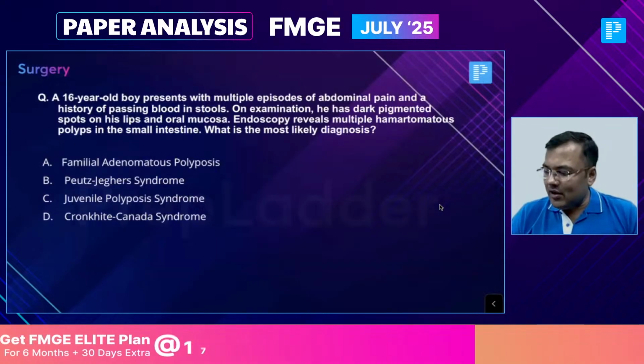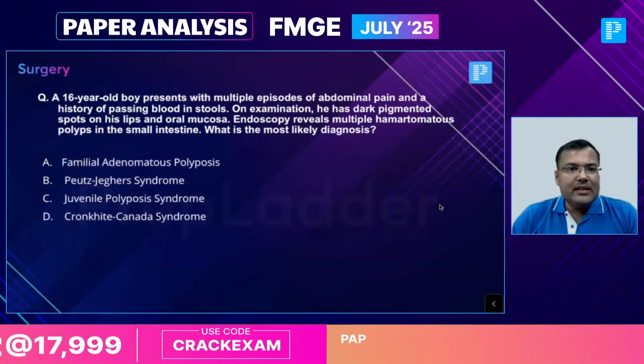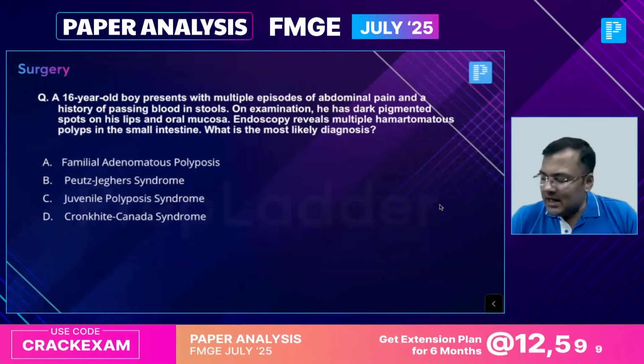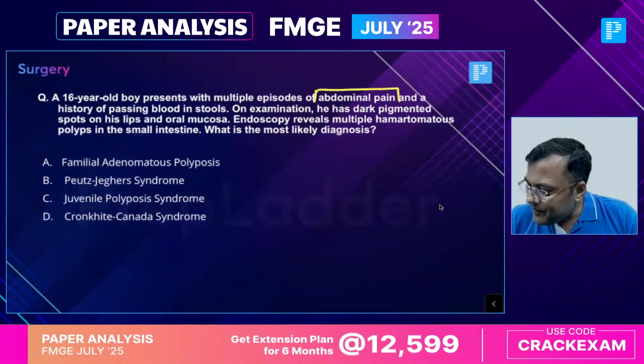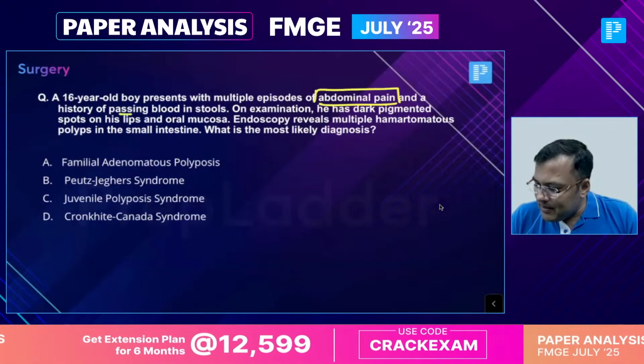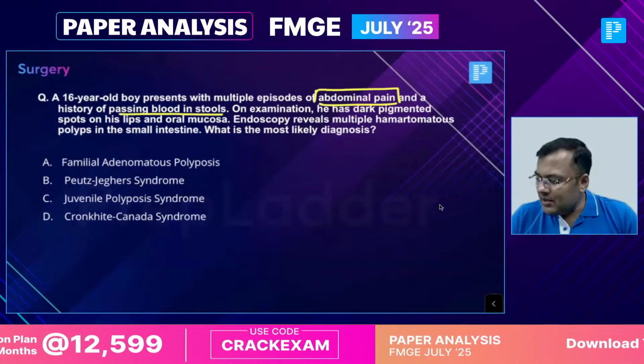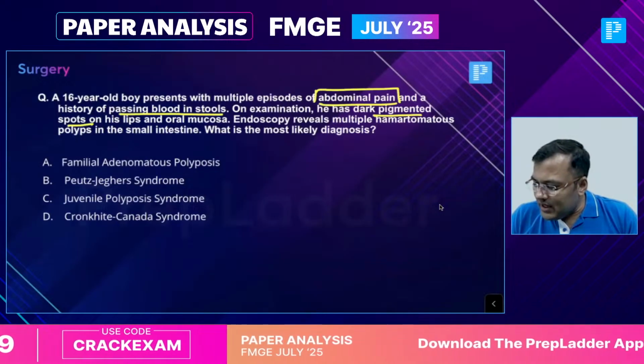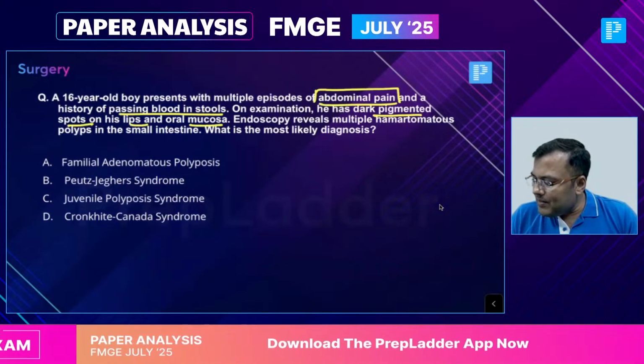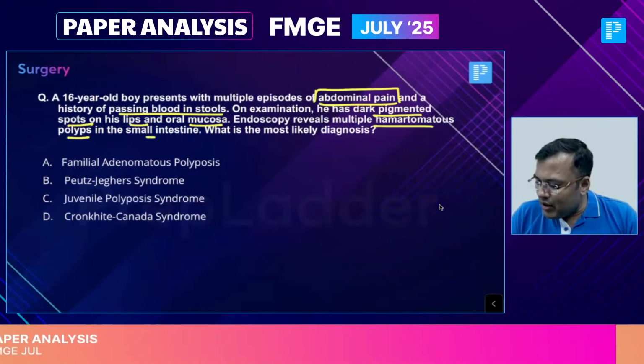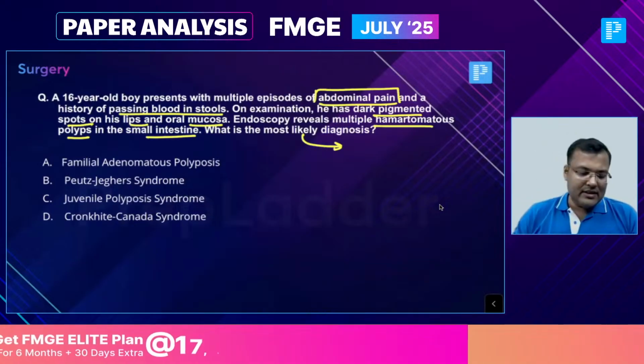Next question, easiest question. Tell me what the answer will be. Guys, tell me the answer. A 16 years old boy presents with multiple episodes of abdominal pain and history of passing blood in stool. On examination, dark pigmented spots on the lips and oral mucosa. Endoscopy shows multiple hamartomatous polyps in the small intestine. Most likely diagnosis?